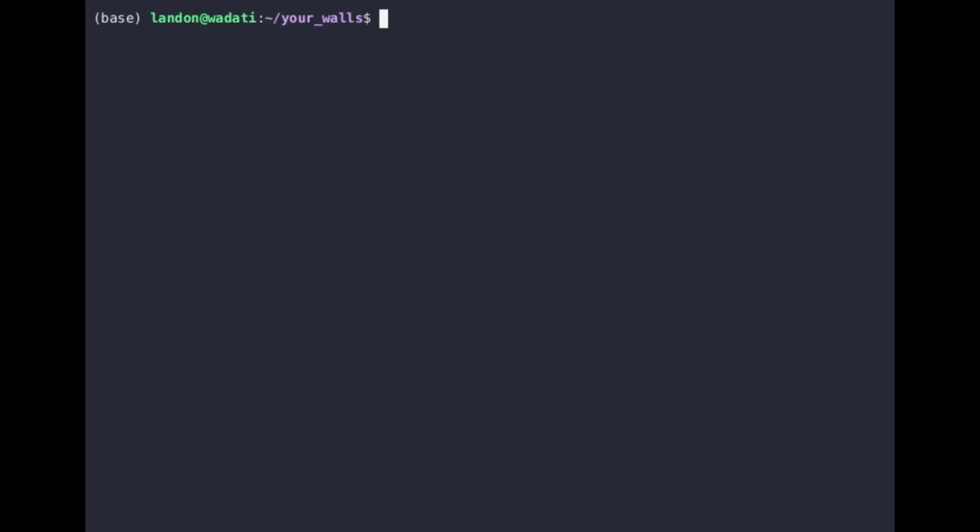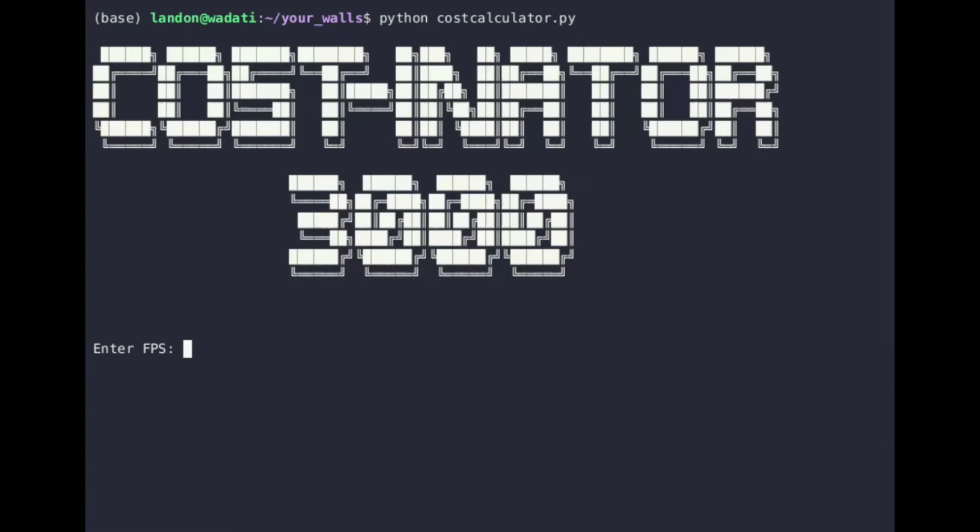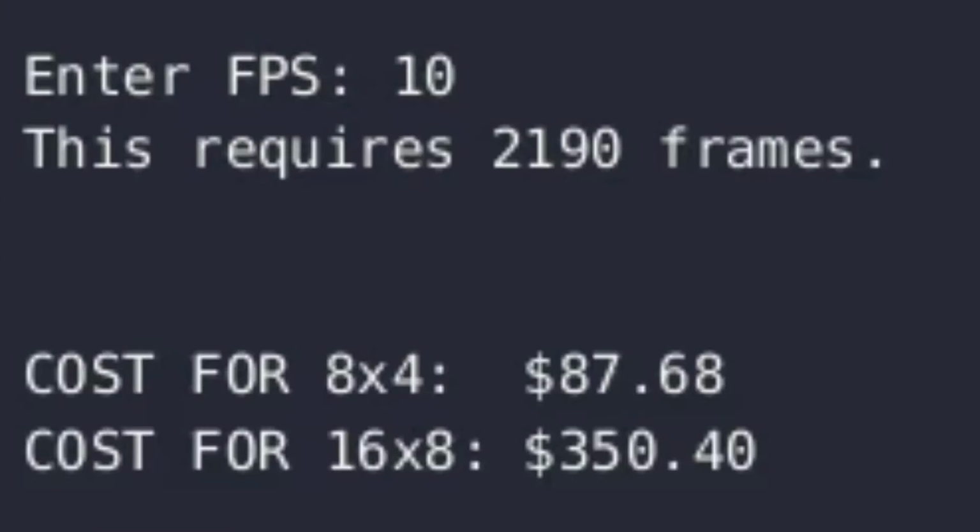Let's see how much this is going to cost, because it shouldn't be that much, only like 30 cents or something per experiment. It'll do 10 FPS. Dammit, video.